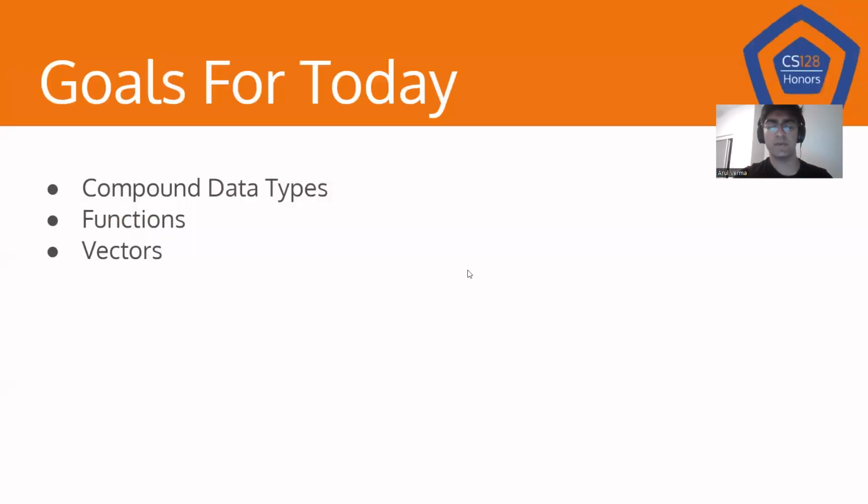So our goals for today are to talk about compound data types. If you remember last week, we talked about scalar data types, particularly our integers, our floating points, our booleans, and our characters. And this week we'll be going over arrays and tuples. We'll also be going over functions and vectors.